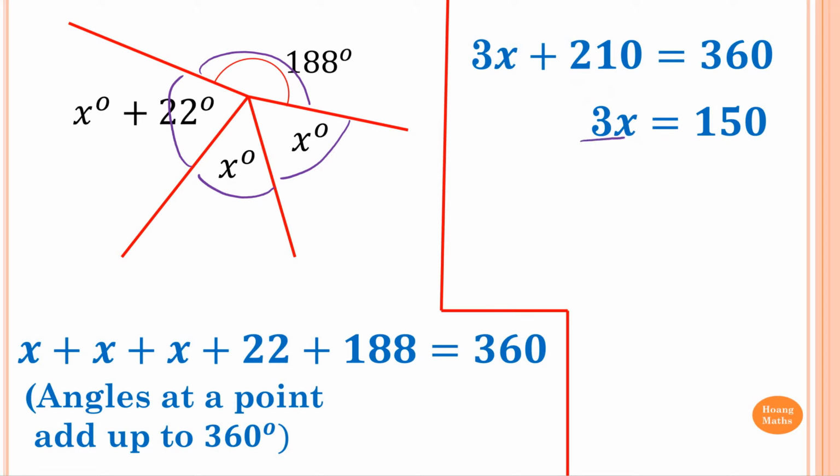Then we divide this by 3. Divide this by 3. So 3 goes into 15 is equal to 5. And this 0, we just write this down. So therefore, x is equal to 50.